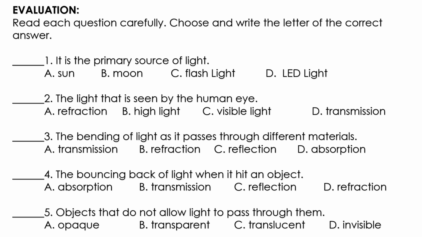Alright, let us proceed to number 5. Objects that do not allow light to pass through them. A, opaque. B, transparent. C, translucent. D, invisible. Okay, take your time.